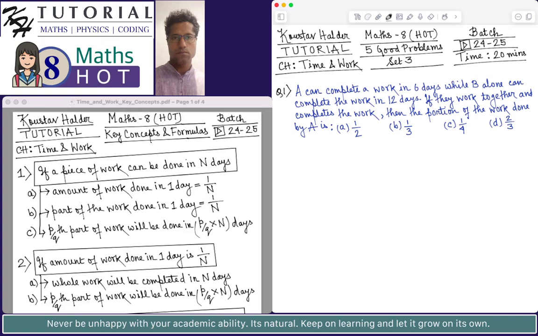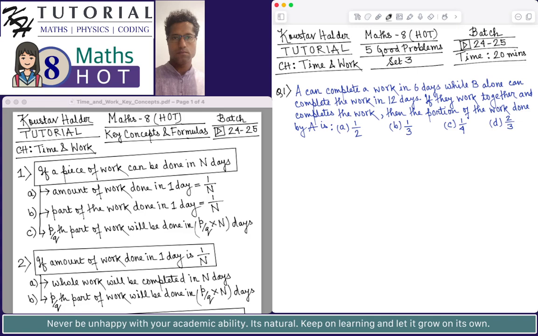The total work we always consider as 1, and so definitely the portion of the work done by A will be a fraction of the total work, which is 1. That is, the fraction of the work done by A plus the fraction of the work done by B in completing the work should be equal to 1.